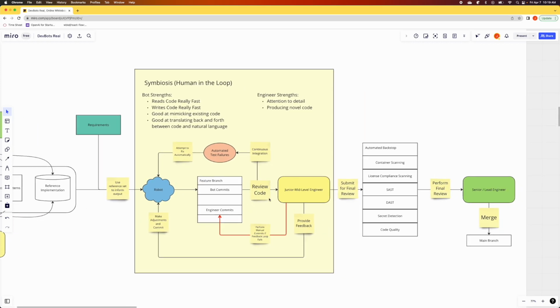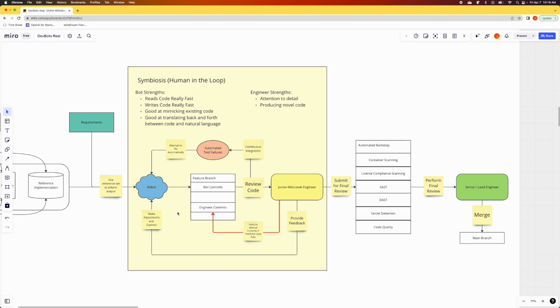The junior mid-level engineer reviews the code. During code review, if there are any automated test failures, the robot can attempt to fix those and update commits. It will explain itself in the merge PR about what it's doing. The junior mid-level engineer can always override this flow if necessary to add additional commits. And then they can provide natural language feedback to the robot to also make adjustments to the code, and it will generate that and commit automatically.